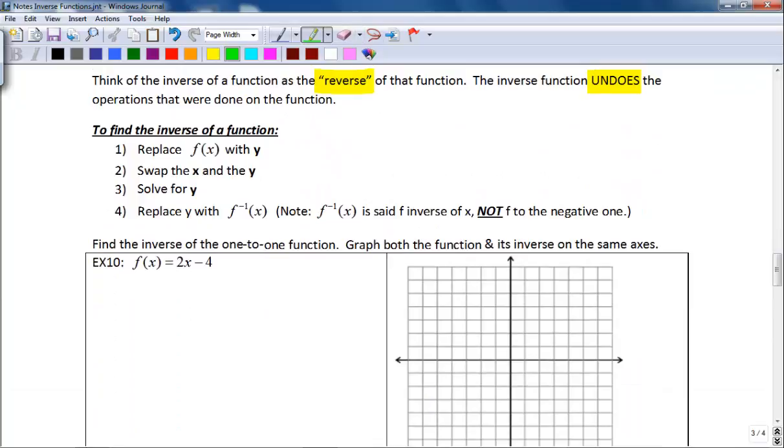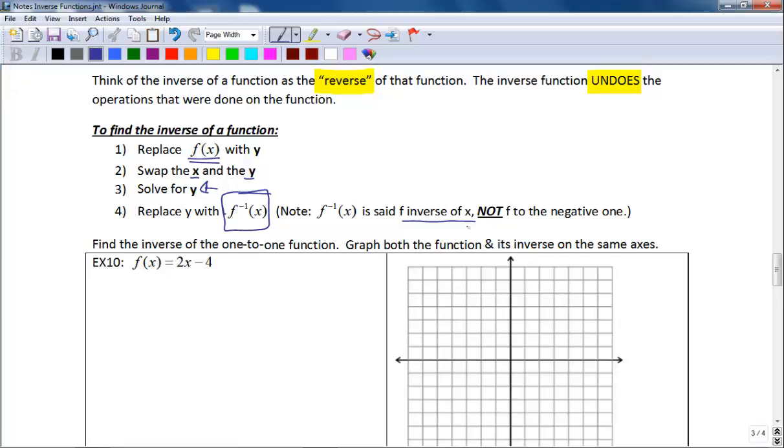Well, how is it that you find the inverse of a function? Well, the very first thing you want to do is replace your f of x with y. Then you're going to swap your x and your y in your function, and then solve this new equation for y. Once you're solved for y, you replace your y with f inverse of x, and again this is said f inverse of x, it's not f to the negative 1, and you're all done.